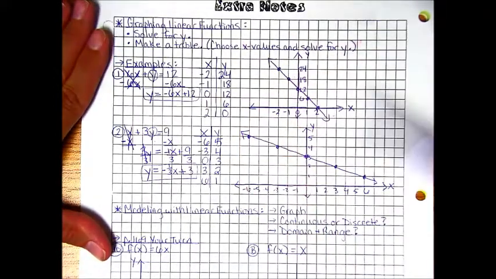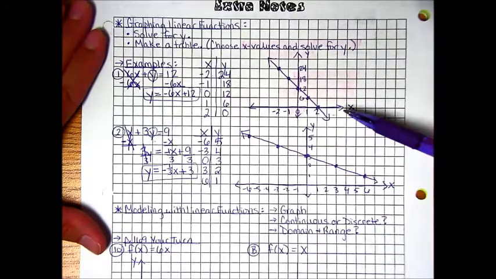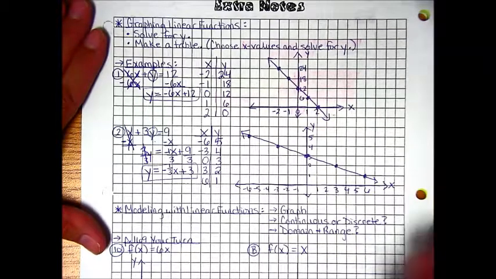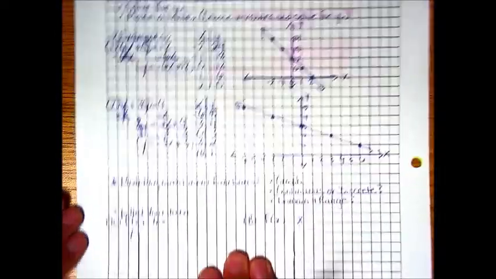Okay, so the good news is you won't have to graph each of them. You will just have to be able to look and see, is this linear or not? If you say yes, it's linear, you have to graph it. If you say no, it's not linear, you do not have to graph it. All right, I'm going to move on.